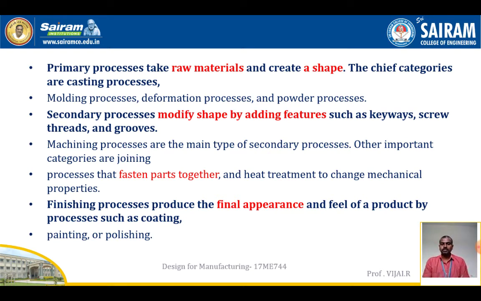The secondary process is where we make the component shapes. That is, the desirable design of the product, we make with the help of machining processes. First we create the raw material in a shape, then we machine it, then assemble it, and give the final appearance. And we can do grinding and polishing. These are all the things.